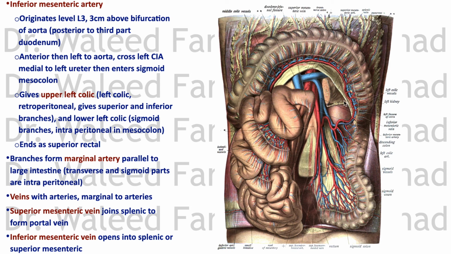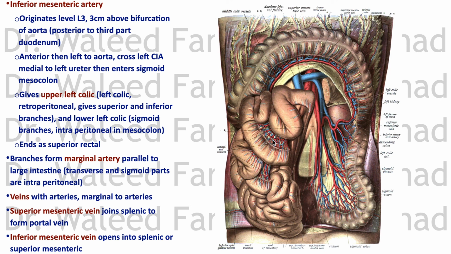They will ask you a tricky question about which marginal artery is intraperitoneal, which marginal artery is retroperitoneal. This is easy. The marginal artery at the descending colon part is retroperitoneal because the colon is retroperitoneal. The marginal artery in the sigmoid colon area is intraperitoneal because it's inside the sigmoid mesocolon. The same applies to the transverse colon. The marginal artery is intraperitoneal, while the marginal artery on the right side is retroperitoneal.